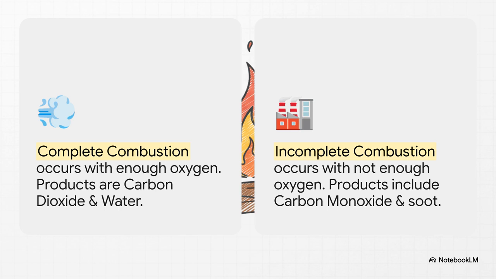Then on the other side, you've got incomplete combustion. This happens when there's just not enough oxygen to go around. This is your classic smoky yellow campfire flame. And here's the crucial part, what they produce. A clean burn just gives you harmless carbon dioxide and water. But a dirty burn, well, it also gives you water, but it also creates carbon, that's the soot, and the really dangerous gas, carbon monoxide.